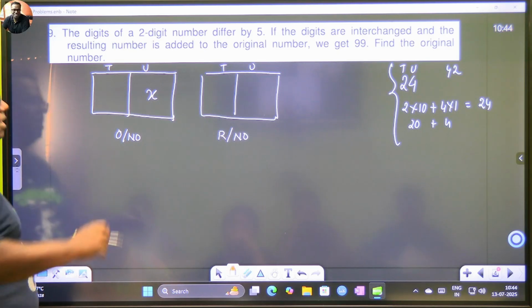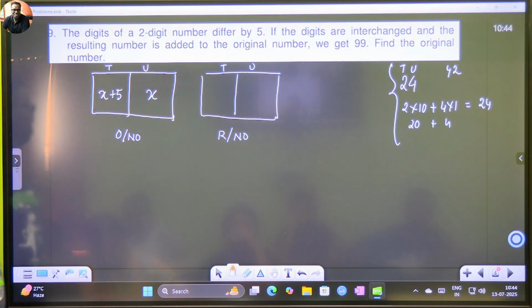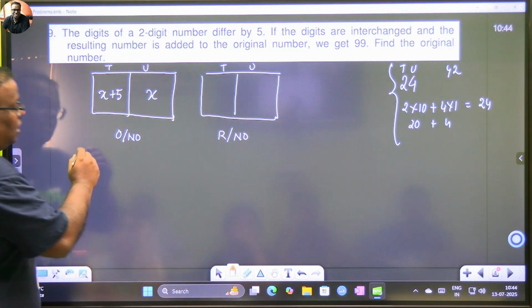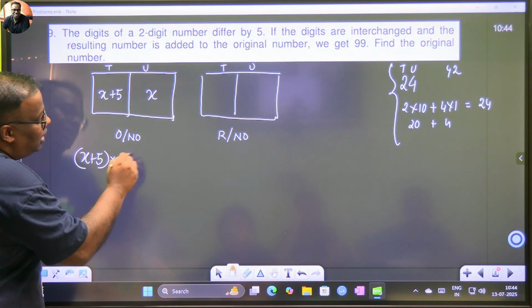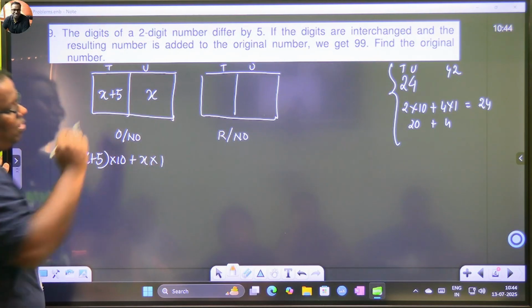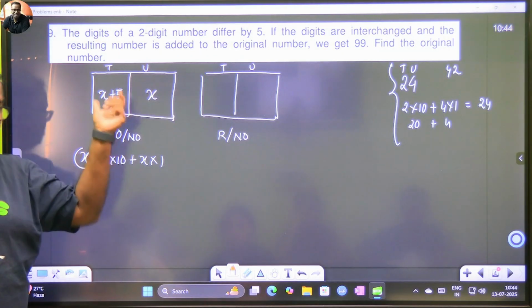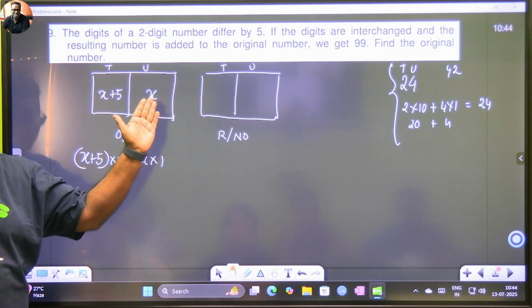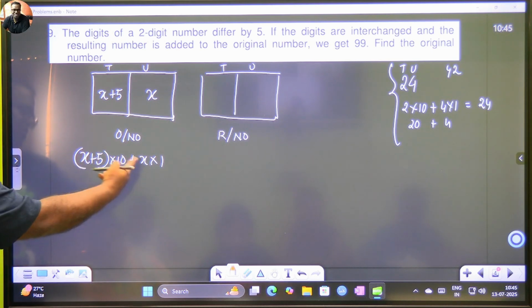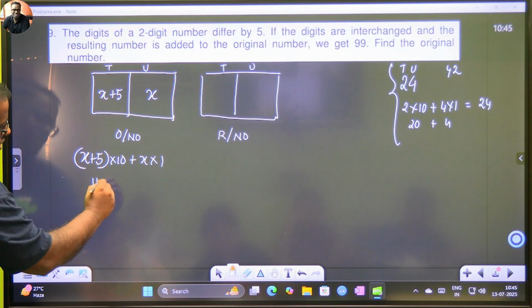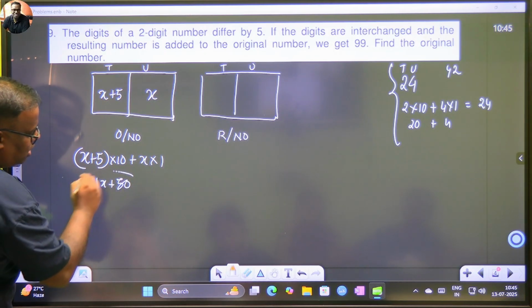With x minus 5 also the same answer will come. This number is x plus 5. Now you try to formulate the number. What is the number? The number will be the tens digit multiplied by 10 and the units digit multiplied by 1. You can't say that the number is x plus 5x. This is not 24. These are all unknowns. So you have to formulate the number. Let's formulate it. It becomes 10 into x plus 5, plus x. So it will be 11x plus how much? 10 into 5 is 50. So this is our number.